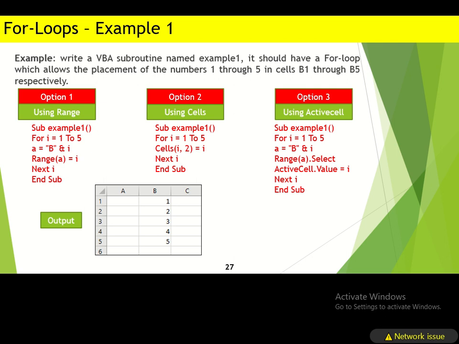So let's suppose we want to write a VBA subroutine with a for loop. What the loop is supposed to do is place the numbers 1 to 5 from cell B1 to cell B5. Which numbers do I want? 1, 2, 3, 4, 5. Which cells? B1, B2, B3, B4, B5.